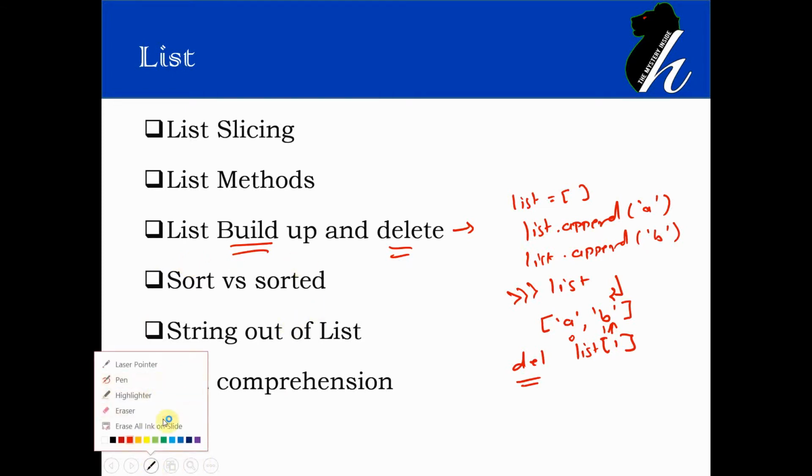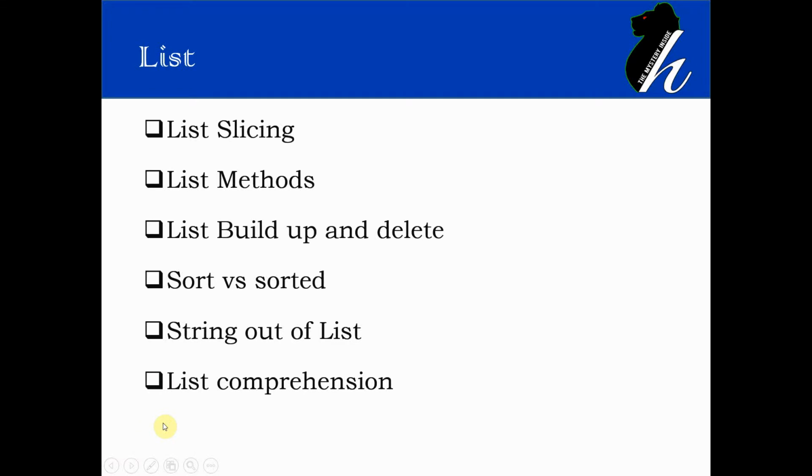Now the next point is sort versus sorted. We have already gone through one method named sort. Now there is a function available in Python named sorted. First of all, let us try to understand function versus method.